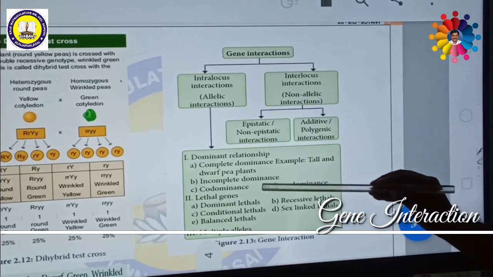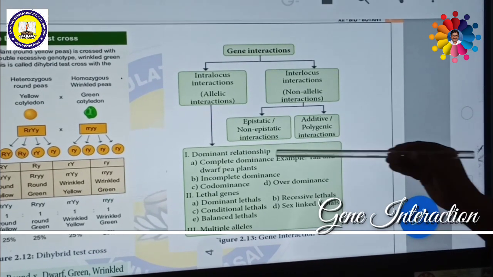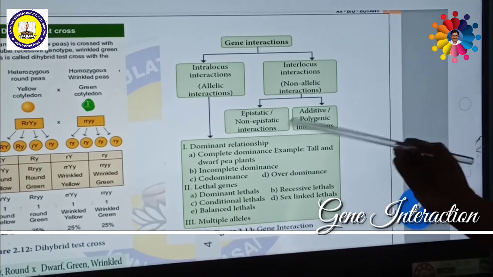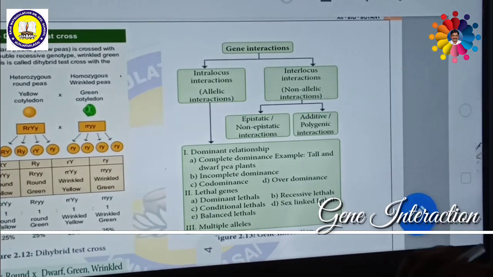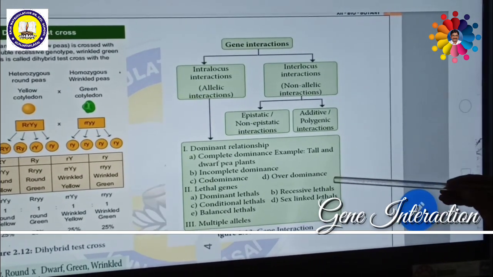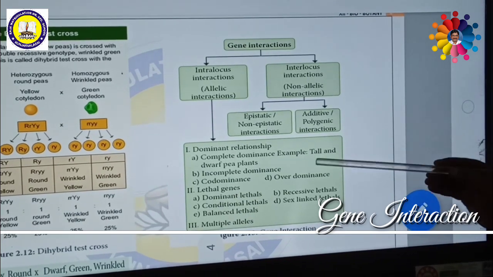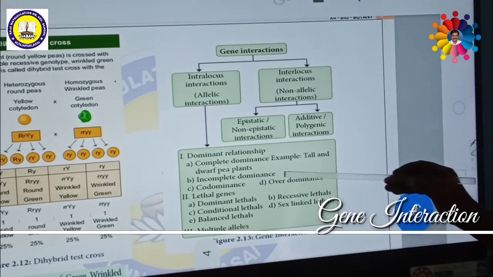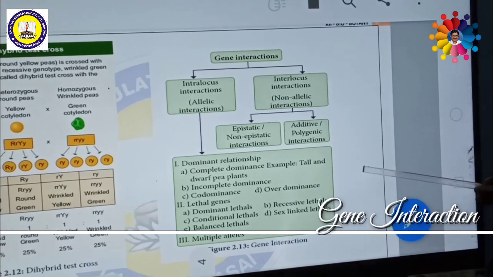Next one is codominance. Codominance means both the male and female parent characters will appear in the F1 generation. This is called codominance. Both appear simultaneously. Overdominance means one of the characters will appear very frequently. This is overdominance. But this is not in your syllabus, so need not bother about it.